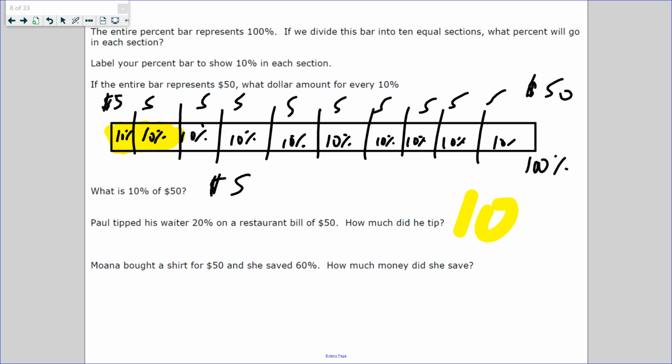But then what? Mona bought a shirt for $50. She saved 60%. So she saved more than half. So what dollar amount is this? 5 plus 5 plus 5 plus 5 plus 5 plus 5. That would be $30.